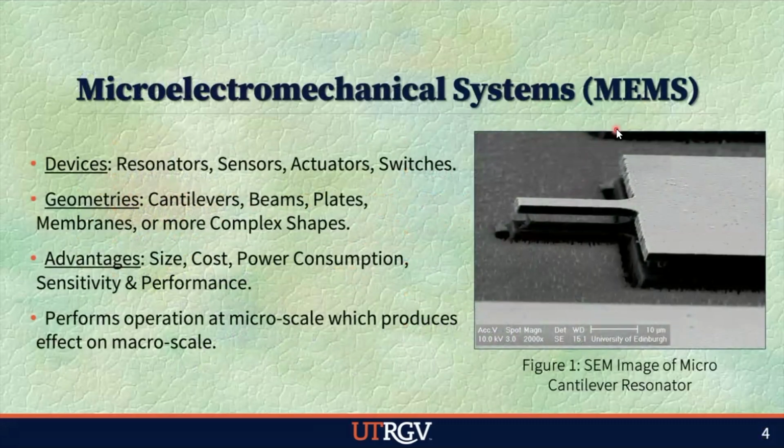MEMS stands for Micro Electromechanical Systems. These are small-scale devices that can be used as sensors, actuators, or resonators. MEMS come in a variety of shapes. In this research, we focused on a cantilever, but there's also plates, membranes, or more complex shapes. The main advantages of MEMS include size, cost, and power consumption.